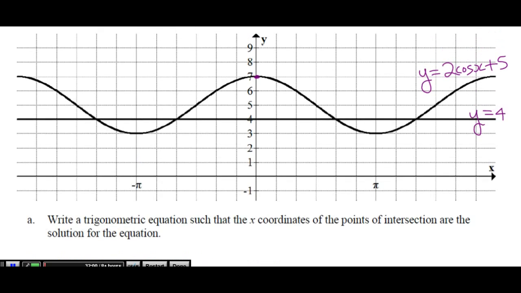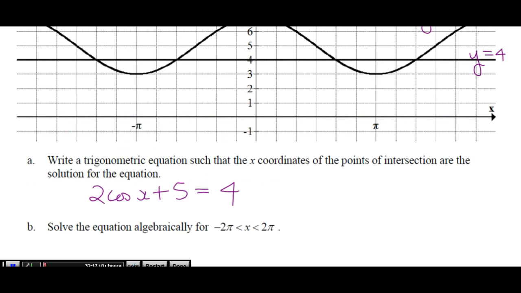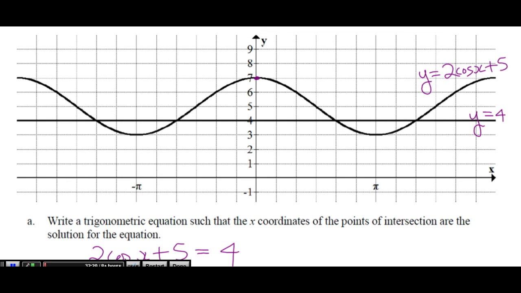So, trig equation, what do we need? 2 cos x plus 5 is equal to 4. Okay. When is that true? Solve the equation from negative 2 pi to 2 pi. Are they showing us negative 2 pi to 2 pi? Looks like. So we got 4 solutions, right? Do we have 1, 2, 3, 4, 5, 6? So we got 2 pi over 3, 4 pi over 3, 8 pi over 3. So we got our solutions, right?